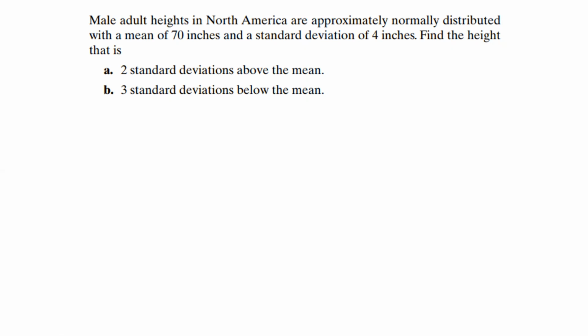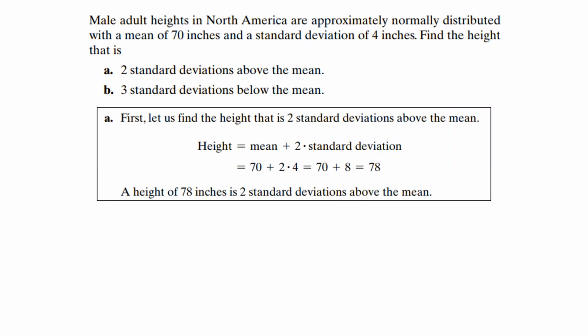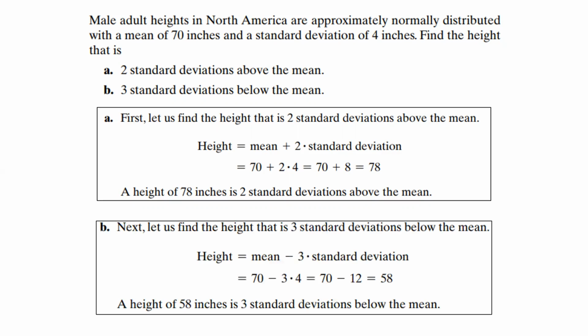We want to figure out the height that is 2 standard deviations above the mean. Well, that's actually not too terrible. You just take the 70, multiply your standard deviation times 2, and you get 8. So 8 plus 70 is 78. If we want to find something that is 3 standard deviations below the mean, very similar process. I take 70, I take 4 times 3, I subtract that from 70, and I get 58. So that is the easier type of question we can ask involving normal curves and standard deviation.